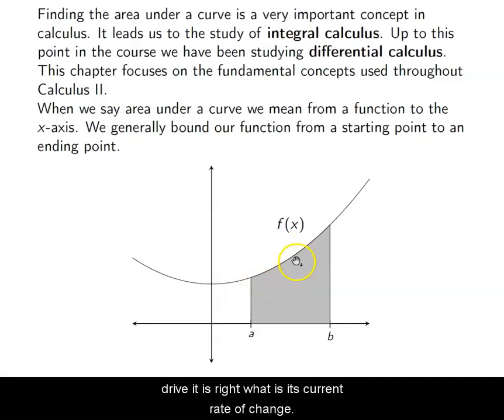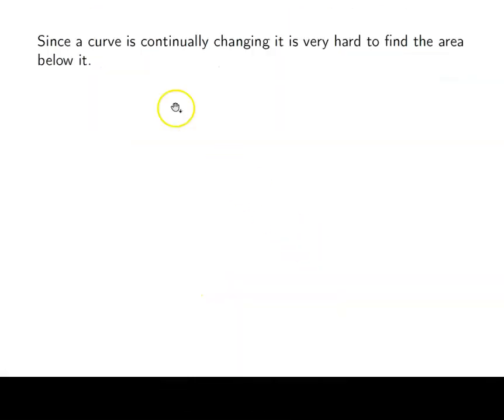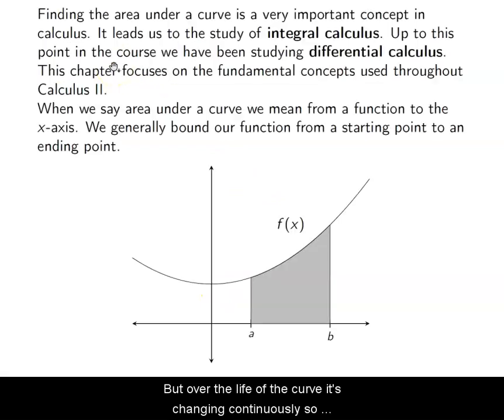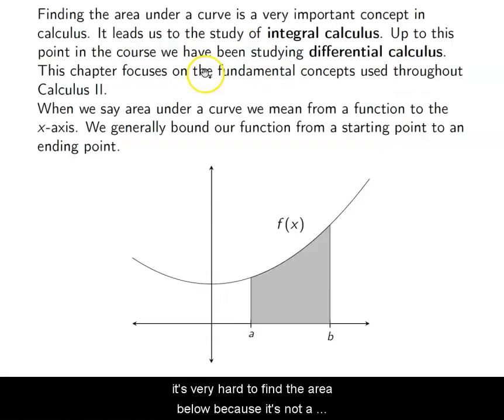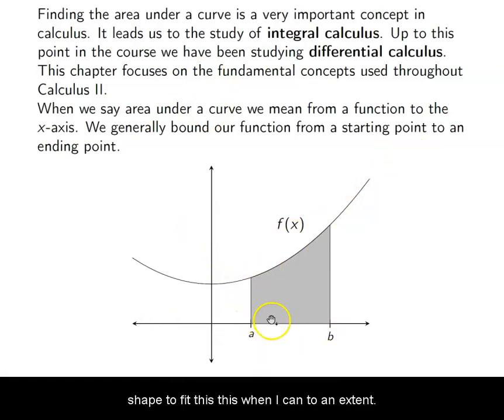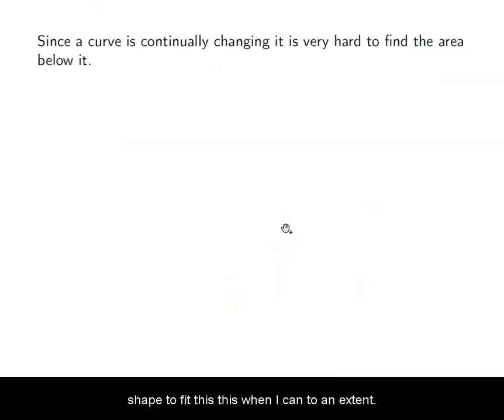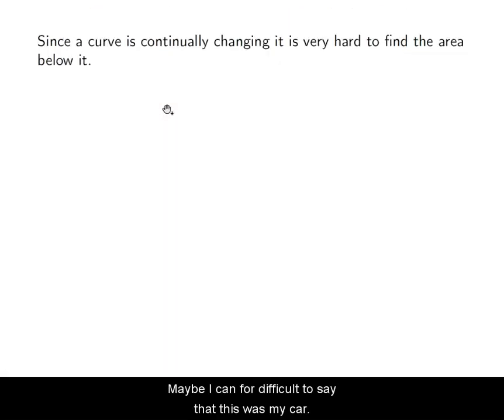What is its current rate of change at whatever point I'm interested in? But over the life of the curve, it's changing continuously, right? So it's very hard to find the area below because it's not a straight line, for instance. Again, right? I can't find a geometric shape to fit this. This one I can to an extent, but maybe I couldn't for a different curve.